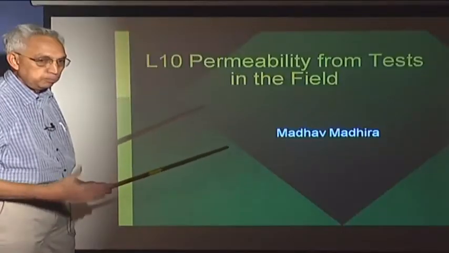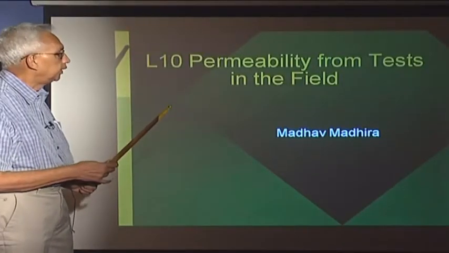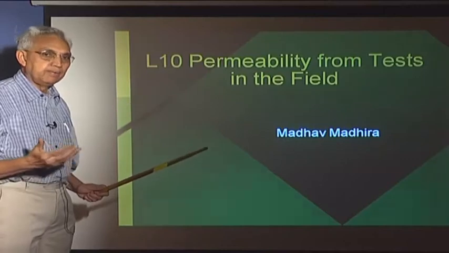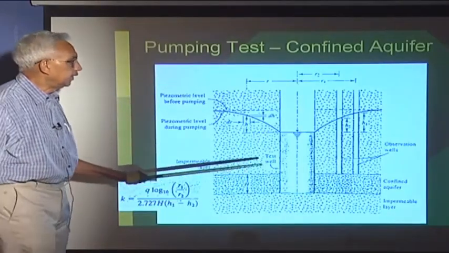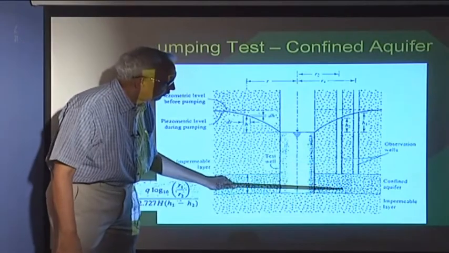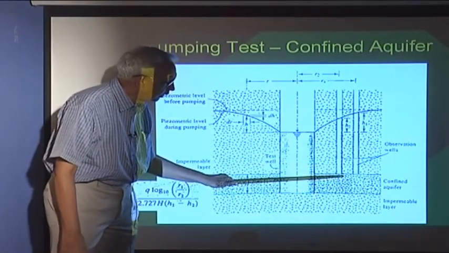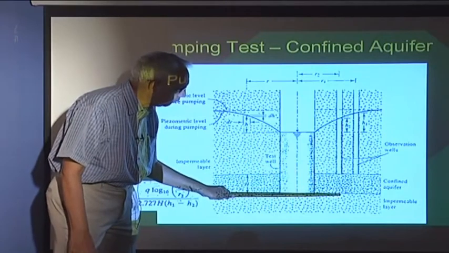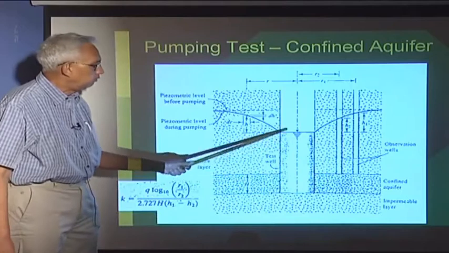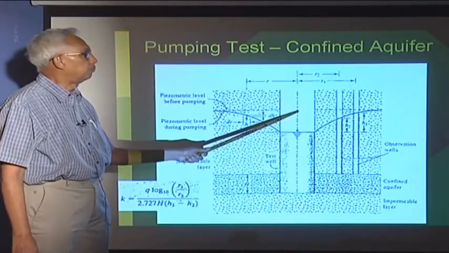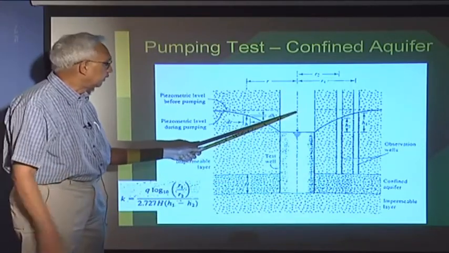Let's look at how permeability is tested in the field, mostly through pumping tests or through infiltration. So let's go through those phenomena. Here is a confined aquifer. The pervious stratum is bounded by an impervious layer at the bottom and another impervious layer at the top. I have a well here through which I keep pumping, and the discharge is constant.